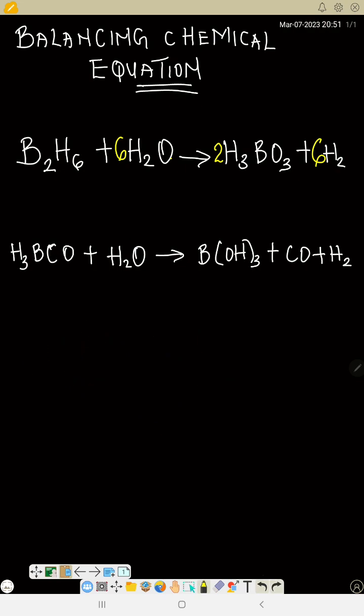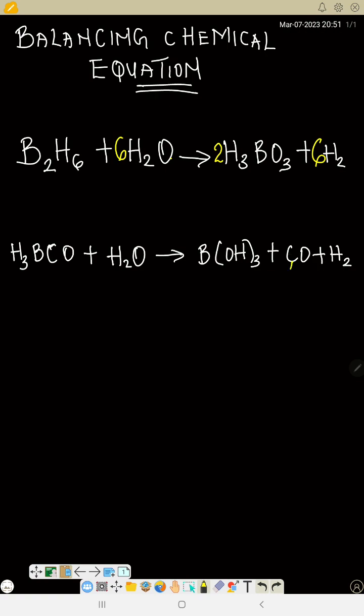So now let's start. So boron is here. How many boron do I have here? 1. How many boron do I have here? 1. That means boron is balanced. Now I have oxygen and hydrogen here. I will skip it to see if I still have other elements.